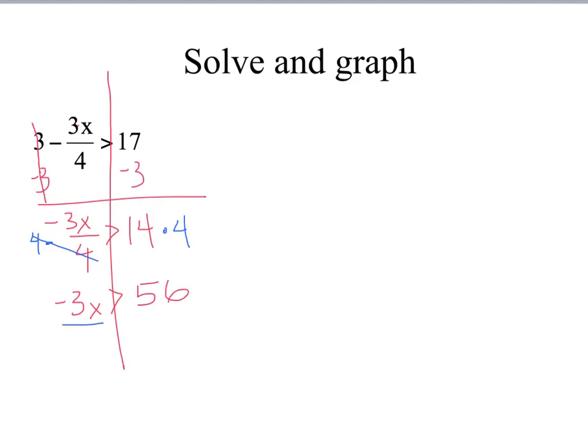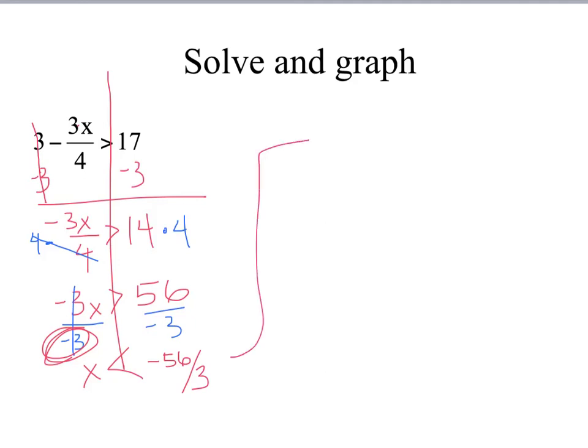To get rid of the negative 3, I'm going to divide by negative 3 on both sides. So x, and because I'm dividing by negative 3, I'm going to flip this inequality, so x is less than negative 56 thirds. And please, because it's a third, 3 doesn't go evenly into 56, so we're not even going to bother dividing it and making it a decimal, because it's going to be a continuous decimal, a non-terminating decimal.